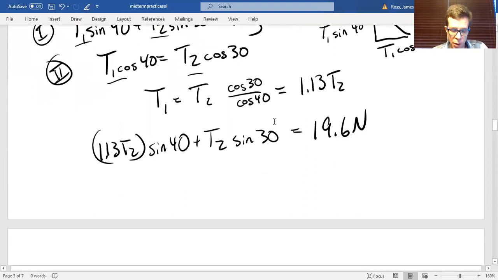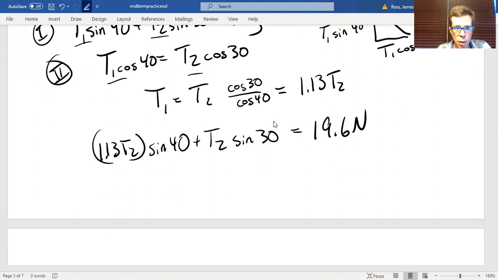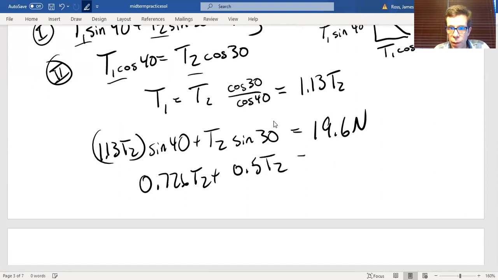So now we just need to do our trig. 1.13 sine 40. So this will be 0.726 T2 plus sine 30 is a half, so 0.5 T2. It's 19.6 newtons. T2 would be 19.6 divided by parentheses 0.726 plus 0.5. And I get 16 newtons.